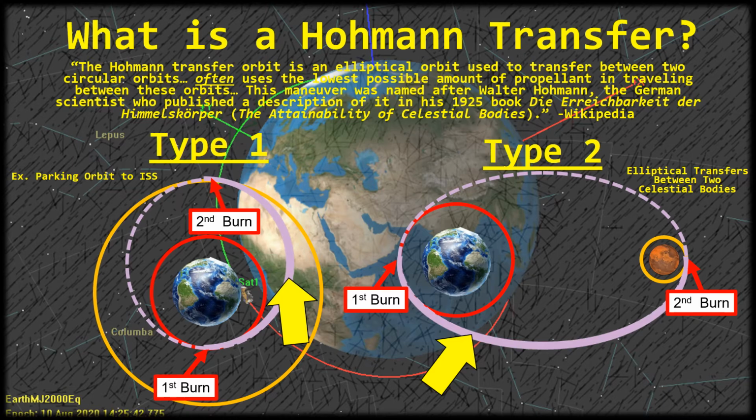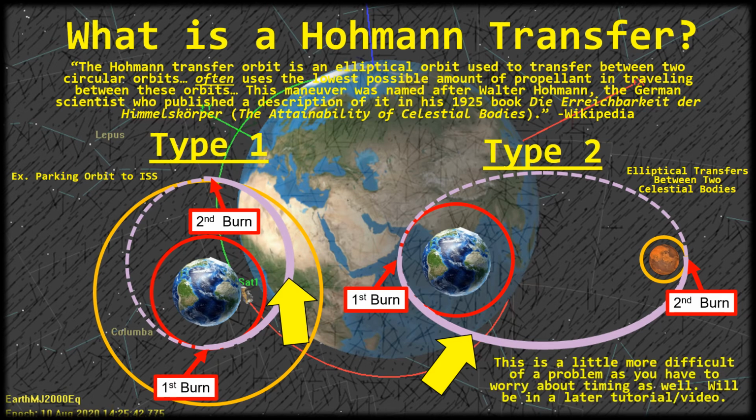Now, this second type of problem is a little bit trickier because it's not just a matter of geometry, it's also a matter of timing. If I perform this maneuver, I start in my parking orbit, I perform my first burn, and I'm in my transfer orbit, and I get out to where my second burn is supposed to occur, and I didn't time it right, so Mars isn't even there, then that second burn's not going to do anything. It's not going to put me in a parking orbit above Mars because Mars isn't there. So with this type, we also have to worry about that timing. And you'll see what I mean in a future video when we do one of those Hohmann transfers.